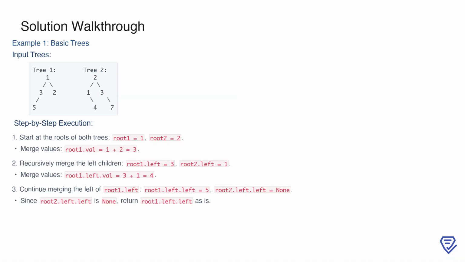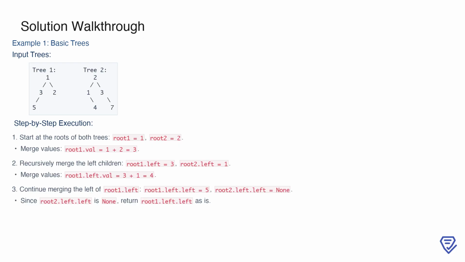Here, we start with two input binary trees. Tree 1 has its root value as 1, and tree 2 has its root value as 2. The first step involves merging these root nodes, which gives us the new root value of 3, calculated as 1 plus 2. Next, we move to the left children of the roots. The left child of tree 1 has a value of 3, and the left child of tree 2 has a value of 1. Adding these together gives us a new left child value of 4 for the merged tree.